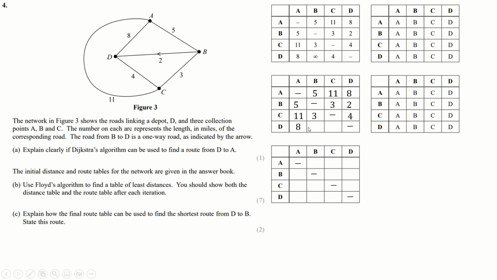Now from D, we currently can't get to B, so going through A by going 8 and then 5 is 13, which is a good idea, and we'll replace this with an A. And then B to C will be 4, that's smaller than 8, so we'll just keep it. And that's the first iteration done.